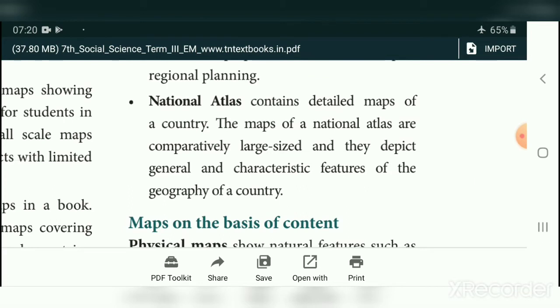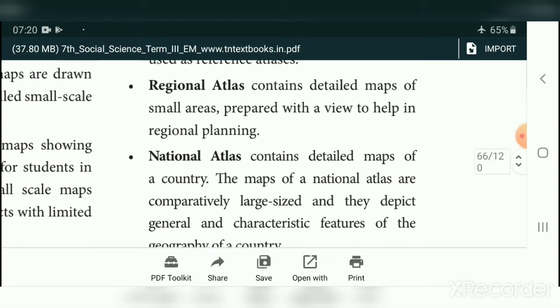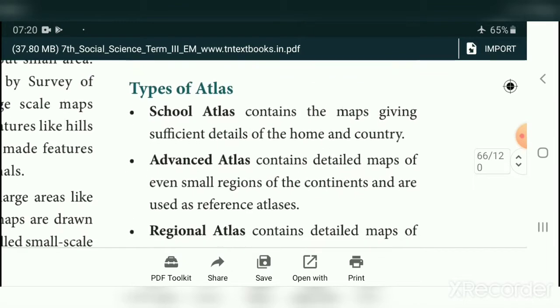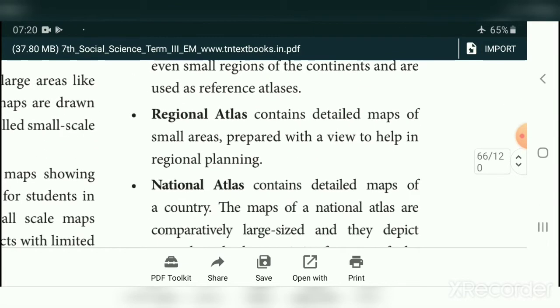The maps of a national atlas are comparatively large in size and they depict general and characteristic features of the geography of a country. For example, we can see that India atlas. This is called a national atlas. So these are the four types of atlas.